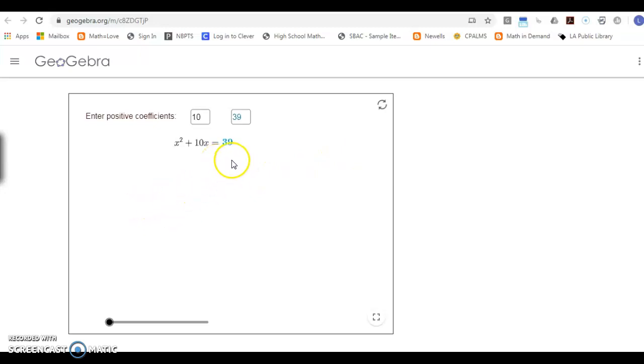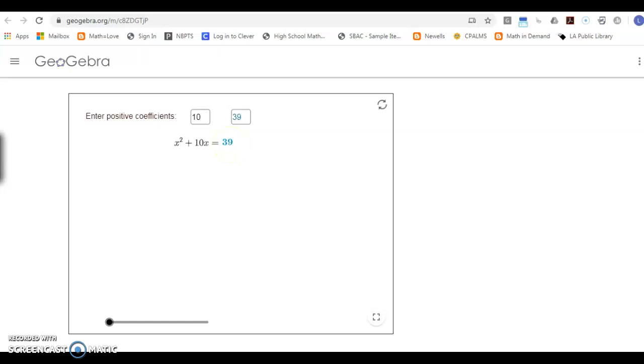So the first thing that we have to do is arrange it in x squared plus bx is equal to a constant form. Is it in that form already? Yes, right? Because the a value here is 1 and the constant is already separated. So now we're going to complete the square.